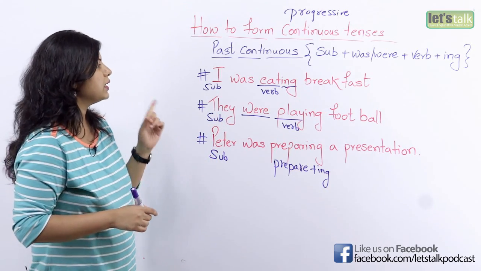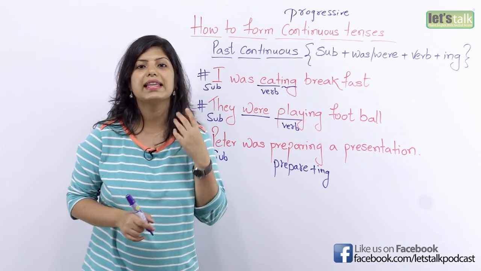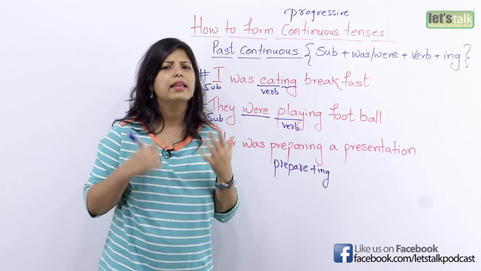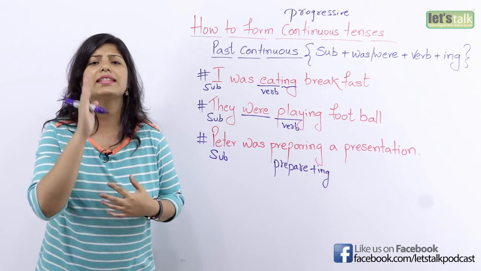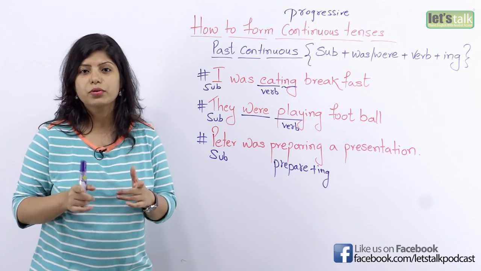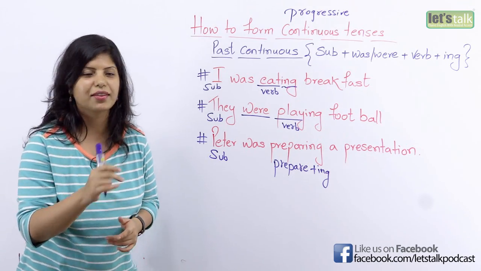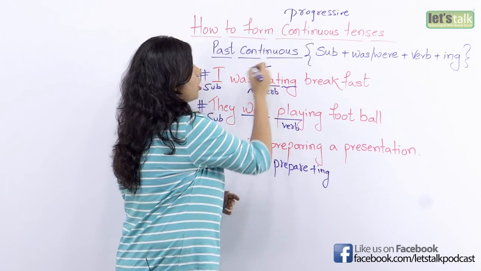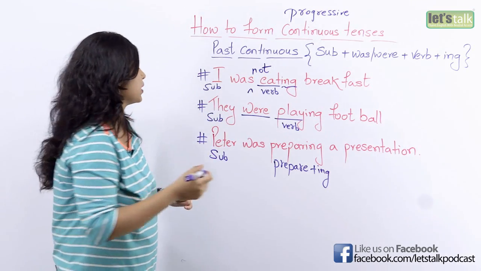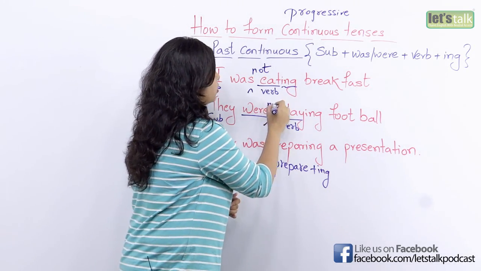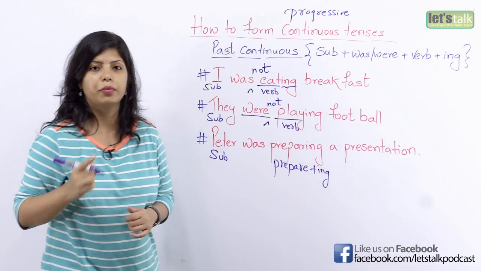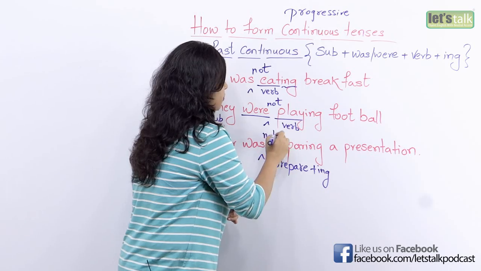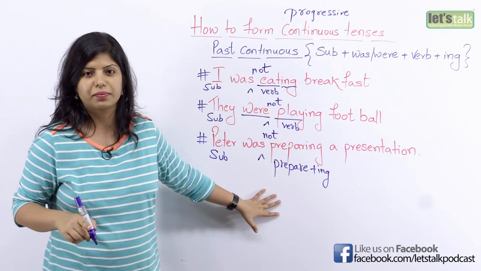Alright? Now you can also make these sentences negative. What if something wasn't going on or wasn't happening? Then how would you change it? Well, that's even simpler. All you do is you add the word not. Okay, so for example, I was not eating breakfast. They were not playing football. Or Peter was not preparing a presentation.